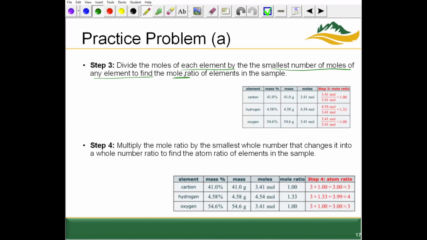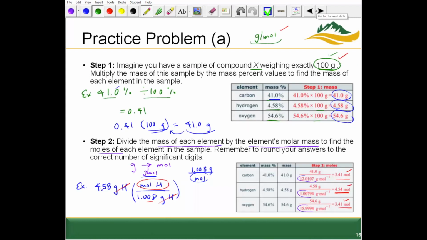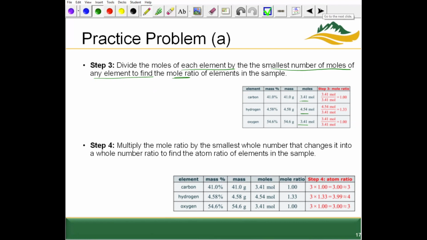What does this mean? For the mole amounts, we had 3.41, 4.54, and 3.41. What we're doing in step 3 is identifying the smallest number out of these options. 3.41 shows up twice, and 3.41 is smaller than 4.54. So now we divide the moles of each element by that smallest number of moles.